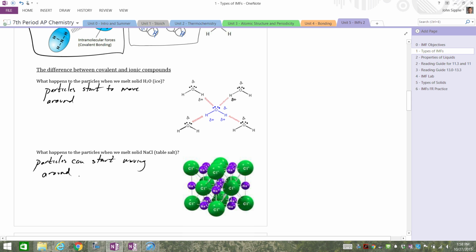Hey, but there is something that's vastly different here. When you put table salt, you can even put table salt on your stove and turn it on high. Okay? Nothing happens to it. It just sits there.